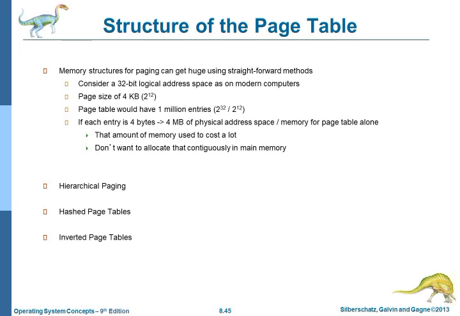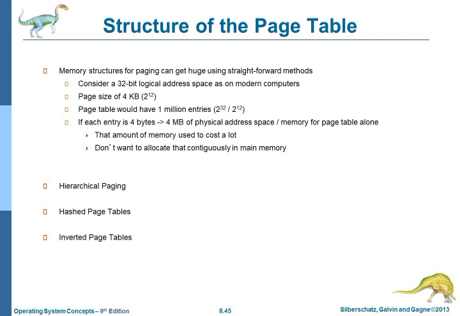Structure of the page table. Memory structures for paging can get huge using straightforward methods. Consider a 32-bit logical address space as on modern computers. With a page size of 4 KB, the page table would have 1 million entries. If each entry is 4 bytes, that is 4 MB of physical memory for the page table alone. That amount of memory used to cost a lot. We do not want to allocate that contiguously in main memory.